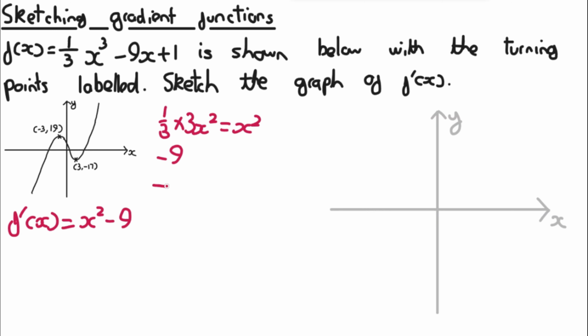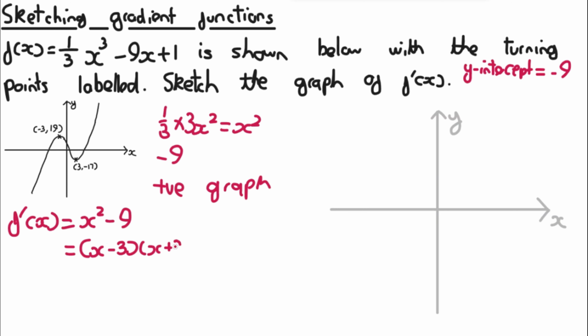Well, firstly, it's going to be a positive graph, a positive quadratic, because the coefficient of x squared is positive, and the y-intercept is going to be equal to minus 9, because this is the number here. And hopefully you can realize that this is a difference of two squares. It's (x minus 3)(x plus 3), because this is a square number here. If we equate this to 0, we can see that x is equal to 3 and minus 3, so the roots are minus 3 and 3.